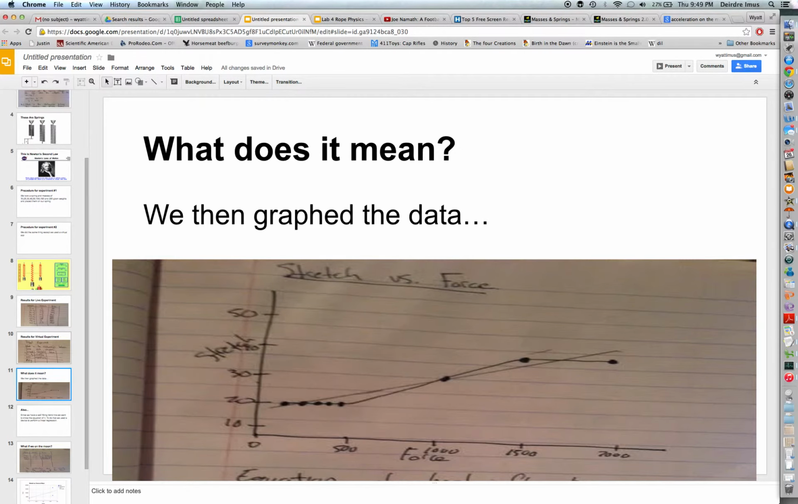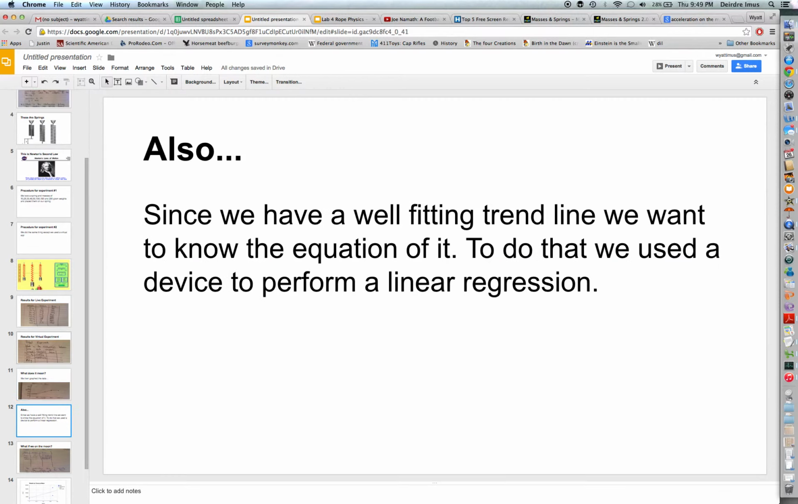We wanted to know what it means, so we graphed the data. This data is graphed from our first experiment, which is the stretch versus the force. The force, as you can see, increases as the stretch increases, roughly. And since we had a well-fitting trend line, we wanted to know the equation of it. To do that, we used a device to perform a linear regression.